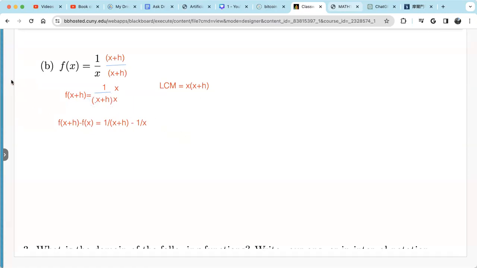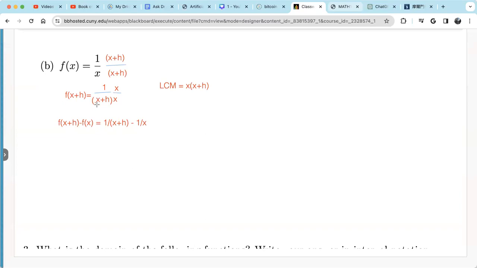Right? x over x is also 1. So when we multiply by 1 with any expression, that's okay, because we don't change the quantity of the expression. So for 1 over x, we multiply by x plus h divided by itself. Now we have a denominator of x times x plus h. The second one, we multiply by x, also we have the same common denominator, x times x plus h.